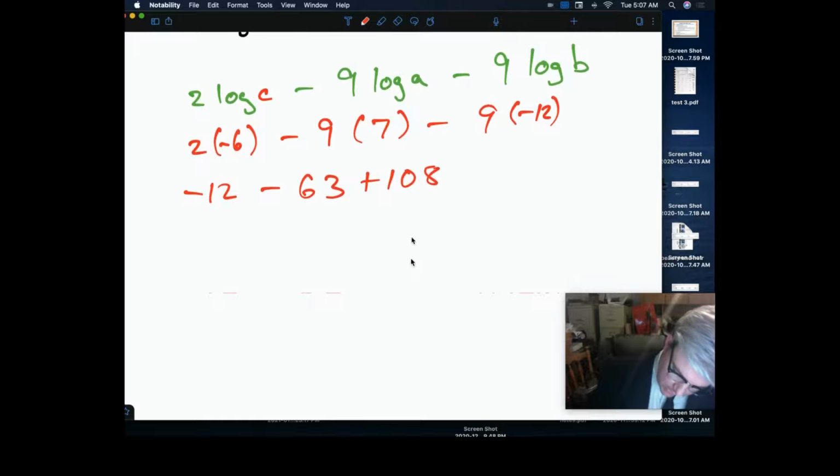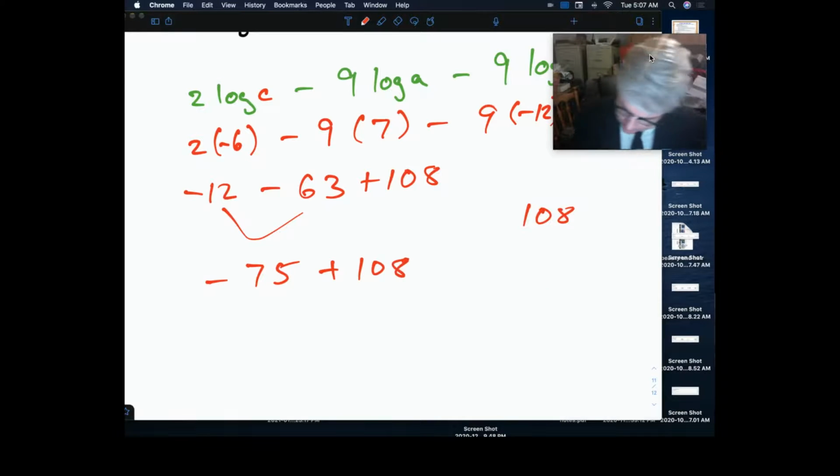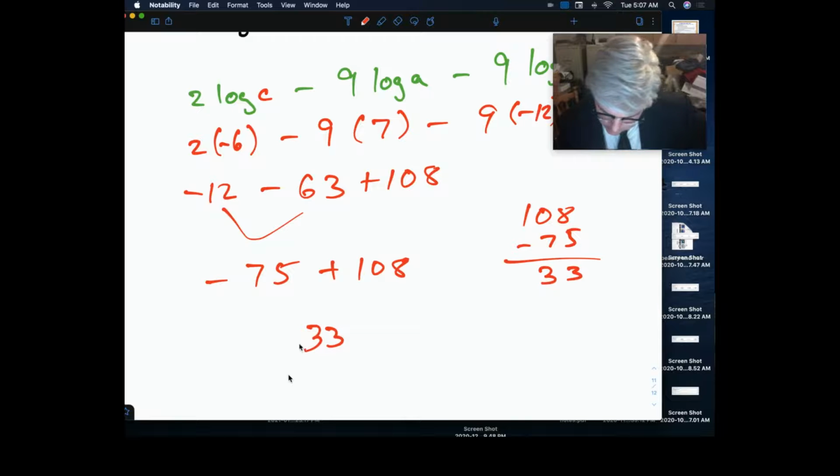And we can solve that, which is going to give me what? Put these two together, this is going to be -2 and 3 is 5, 6 and 1 is 7. And so 108. 108 minus 75 gives me 33. And there's my answer.